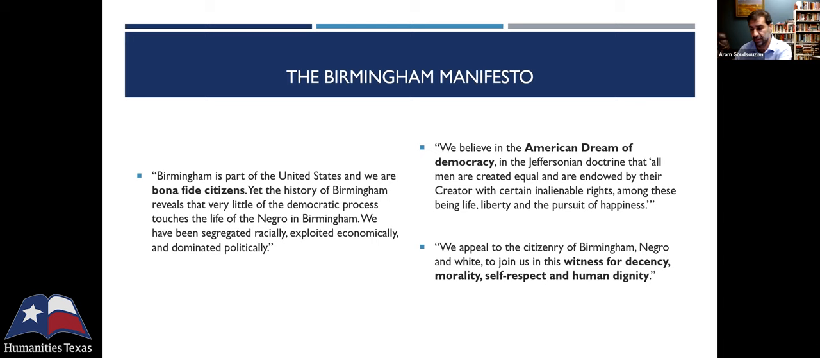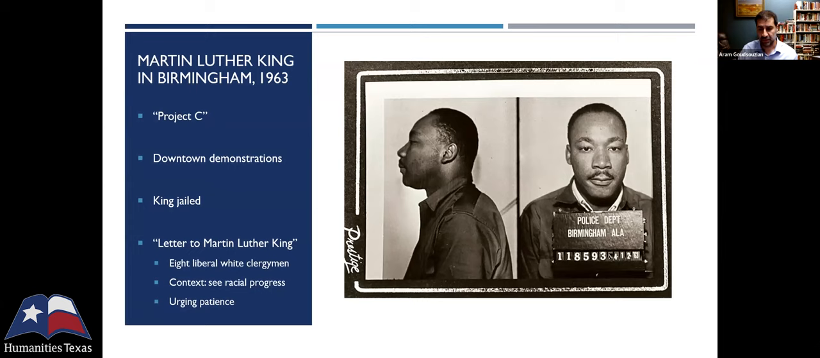As for King, he and his Southern Christian Leadership Conference are at the heart of what becomes known as Project C, C standing for confrontation. These are demonstrations in downtown Birmingham that begin in April of 1963. King, along with Shuttlesworth, selects three specific targets for the demonstrations when they begin. They focus on downtown department stores, including an economic boycott and these mass marches. And they're teaching large numbers of residents about the tactics of nonviolent direct action.